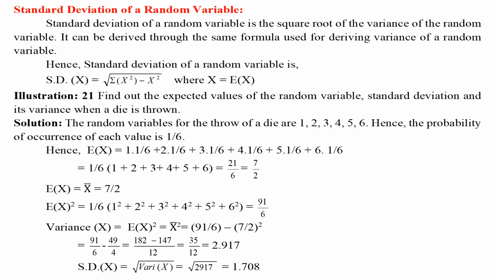equals 1/6 (1 plus 2 plus 3 plus 4 plus 5 plus 6). E(x) equals 7/2. E(x²) equals 1/6 (1² plus 2² plus 3² plus 4² plus 5² plus 6²) equals 91/6. Variance of x equals E(x²) minus [E(x)]² equals 91/6 minus (7/2)² equals 2.917. Standard deviation equals square root of variance equals square root of 2.917 equals 1.708.